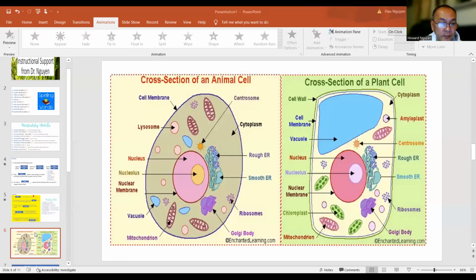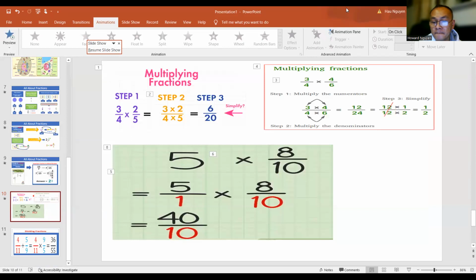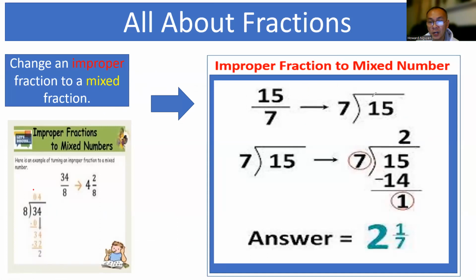Let me go back. Pardon me. So again, we were over here. You take 15 divided by 7, which is 2 times. 2 times 7 is 14. 15 minus 14 is 1. This goes right here. This 7 doesn't change. And the quotient is 2. So that's how you change an improper fraction to a mixed number, by dividing.